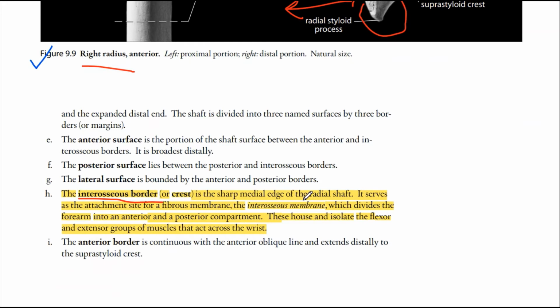It's a sharp medial edge of the radial shaft. It serves again as an attachment site for the fibrous membrane, the interosseous membrane, which divides the forearm into an anterior and a posterior compartment. These house and isolate the flexor and extensor group of muscles which act across the wrist.